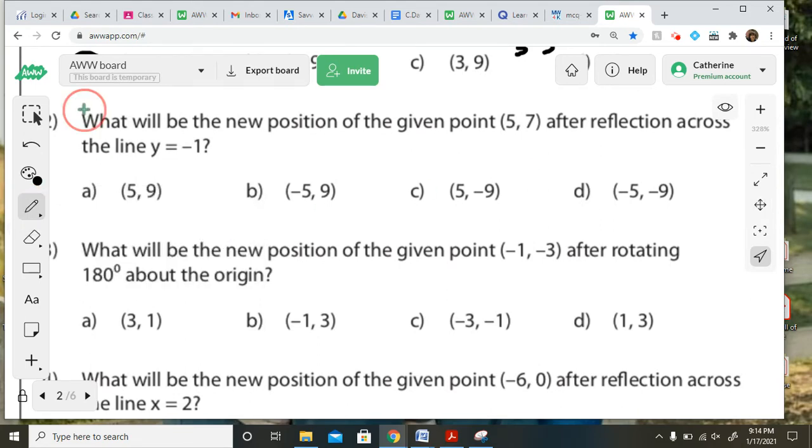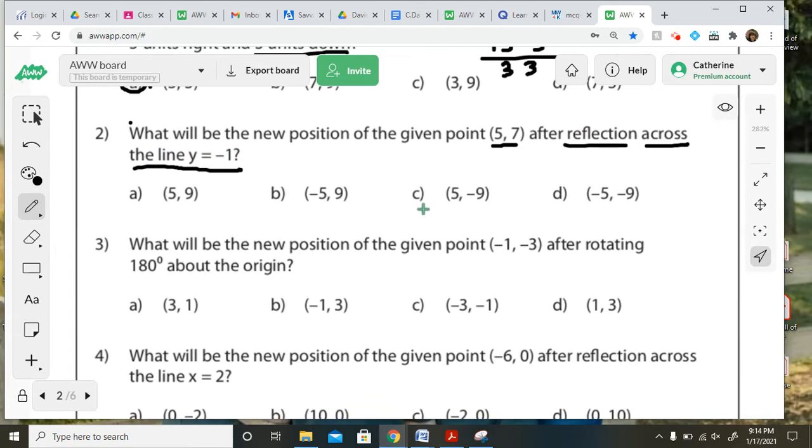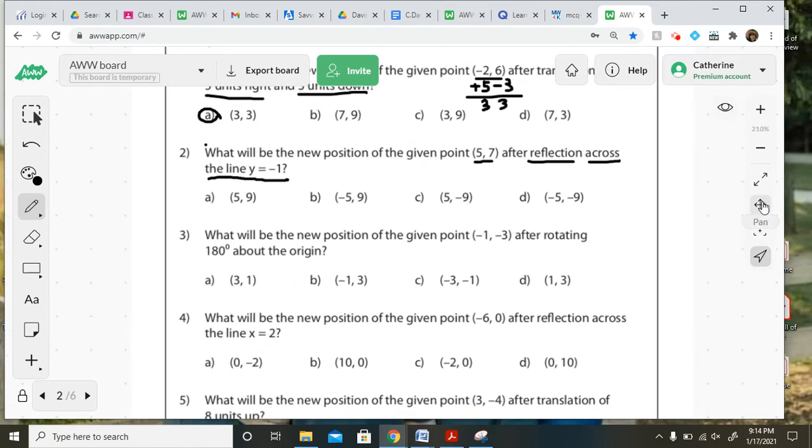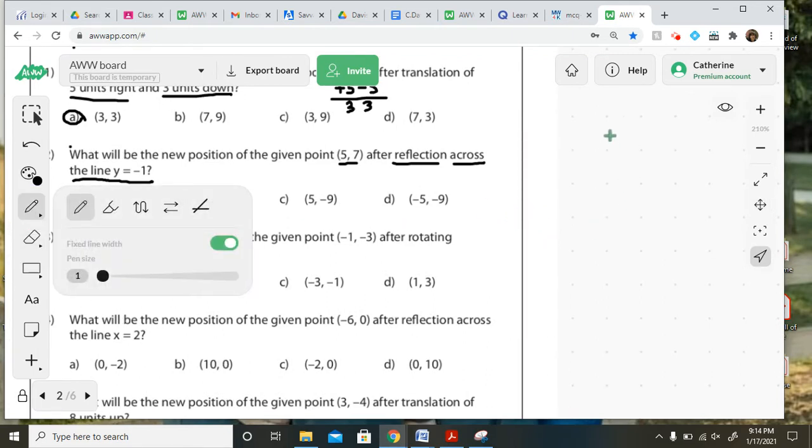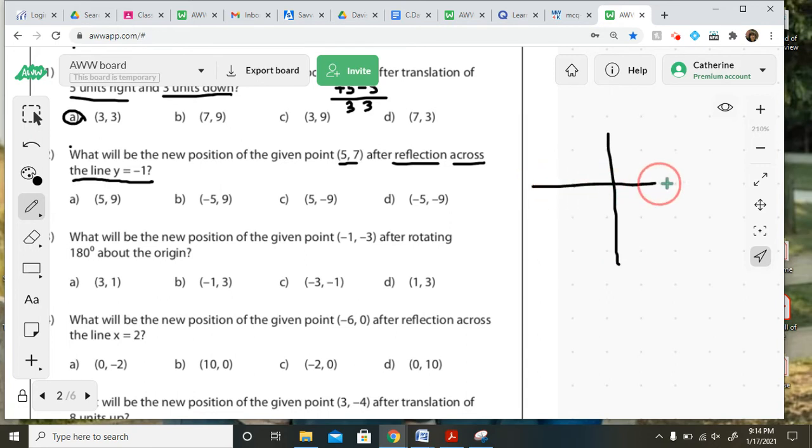So number 2 says, what will be the new position of the given point, 5, 7, after a reflection across the line y = -1? So this is a little something different. Now, we're used to reflecting across the x or the y coordinate. And this is giving us something just a little bit more challenging. If we have a coordinate grid, like we're used to, we have our x-axis and our y-axis. The line y is equal to -1 is at where y is equal to -1.